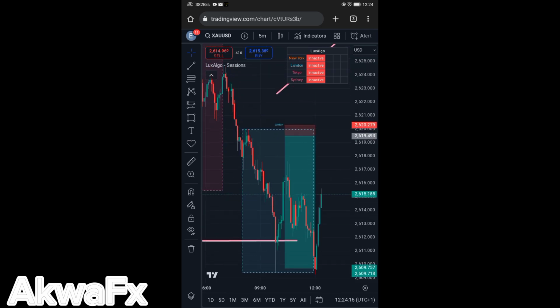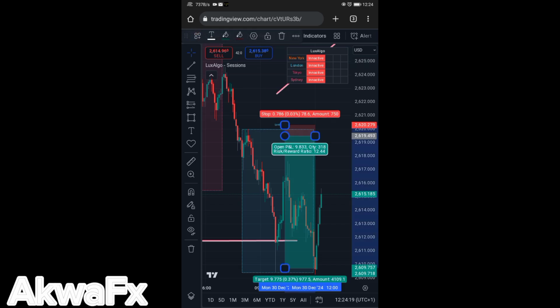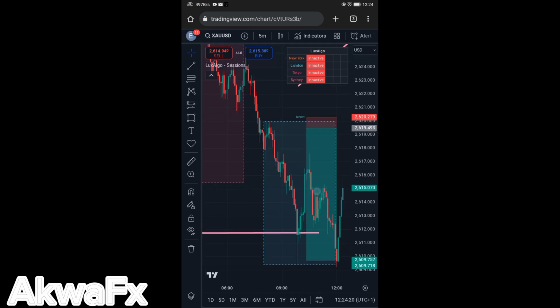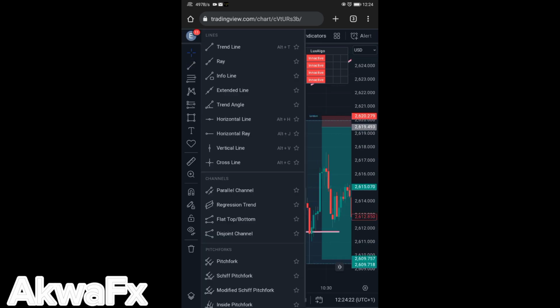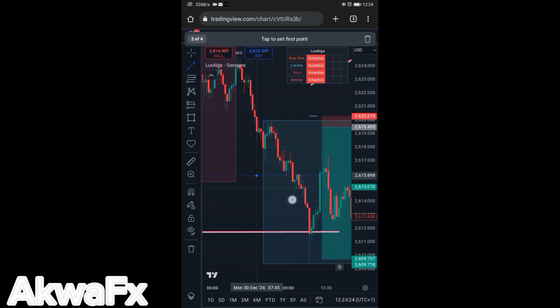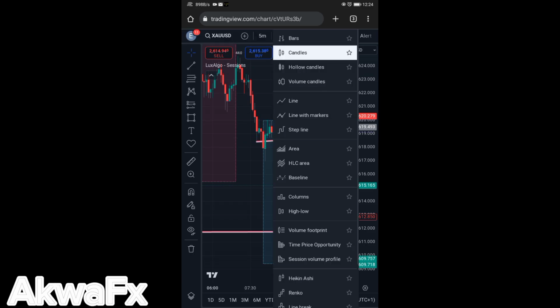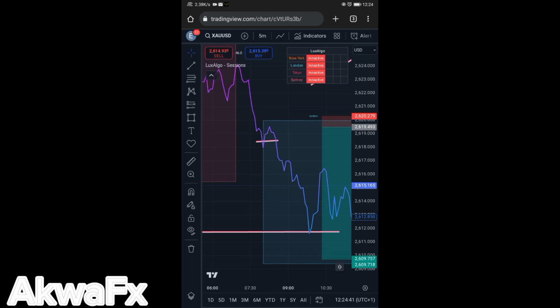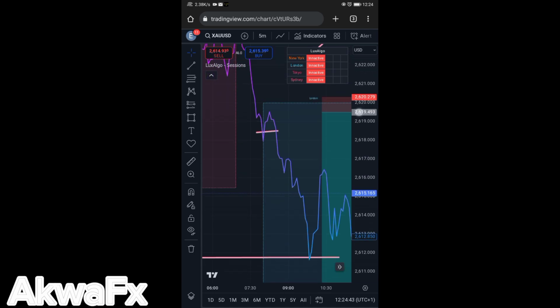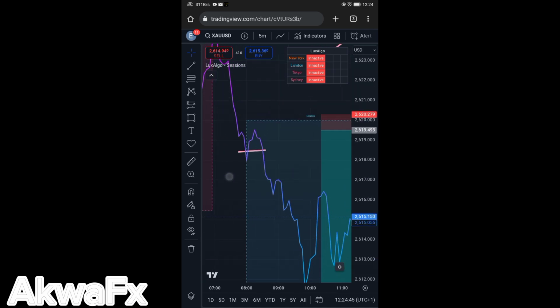On my 5 minutes, what I saw was this. The market opened. This is my 5 minutes. Once the London session opened, the market opened with this huge red candle here, bearish, and it took out this low here, which gave me a break of structure. If I switch to line chart, you will see what it is. That is how it gave me a break in market structure.